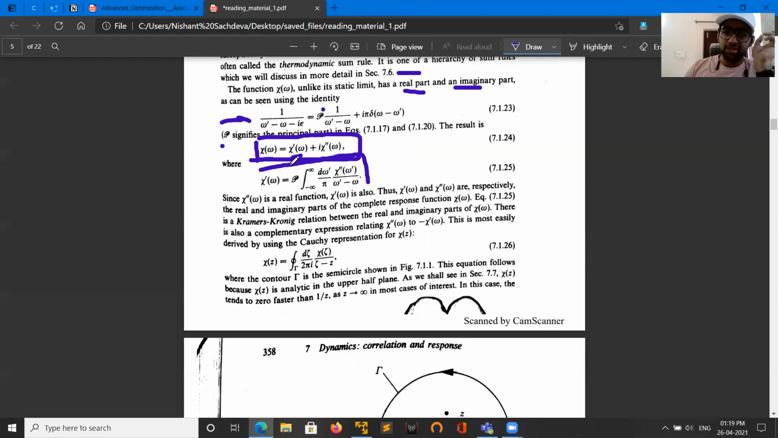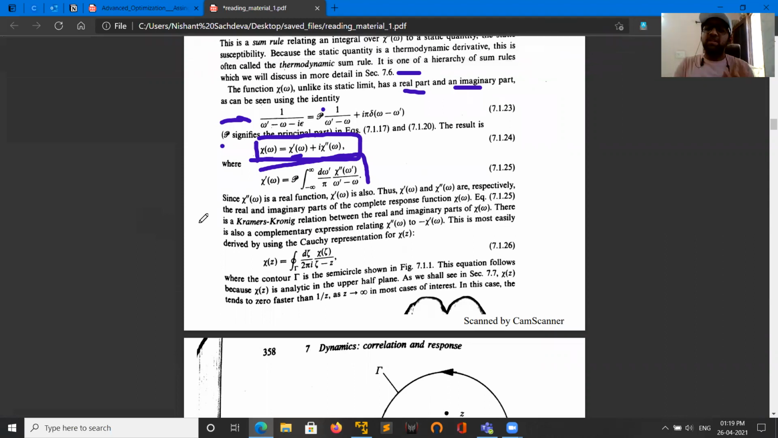So this particular equation, this integral over here, is called the Kramers-Kronig relation between the real and imaginary parts of x of omega. We'll have to rub it a bit because it hides the text here, but yeah, you get the point. There's also a complementary expression relating x double dash of omega to minus x dash of omega. This is most easily derived using the Cauchy representation for x of z.